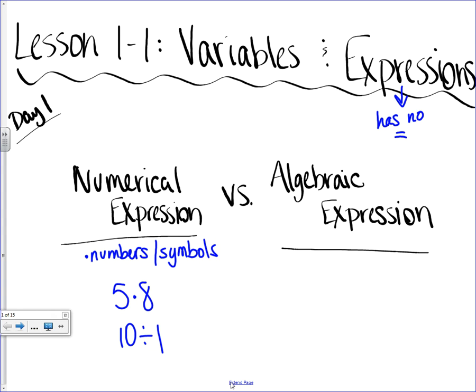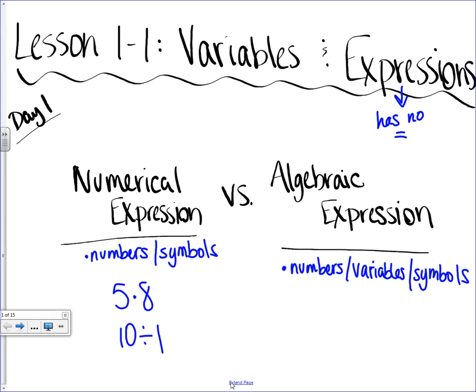Numbers and letters. And what do we call letters in math? Somebody said it. Anybody? Variables. Algebraic expressions have numbers, variables, and symbols. Numbers, variables, and symbols. So, can you give me an example of an algebraic expression?